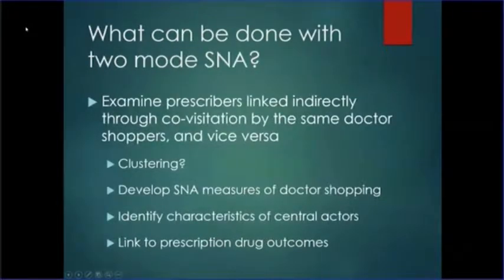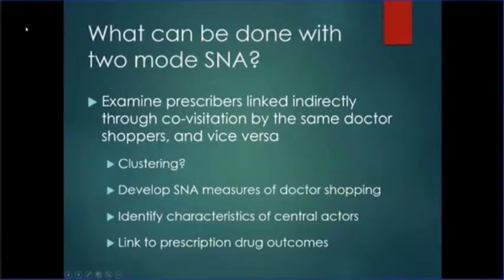And so with this two-mode SNA, we can look at prescribers that are linked indirectly through co-visitation by the same doctor shoppers. And we can look at patients who are connected through visiting the same physician. And so we can look for clustering. I wasn't really sure what we would find here. I wasn't sure if we would find a lot of clustering or not. Maybe it's really pretty random which people, individuals go to for doctor shopping.